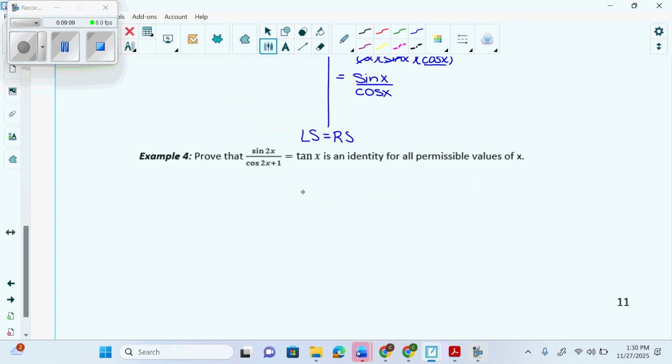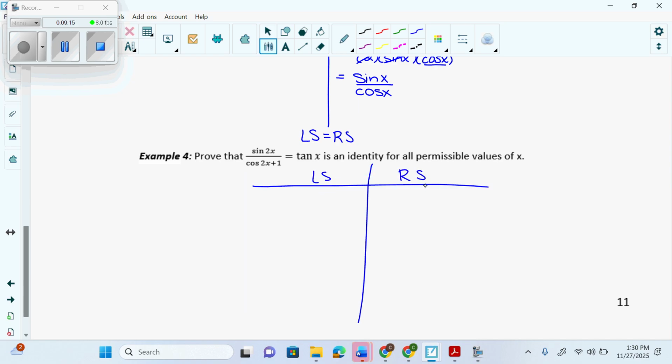So we have LS, RS. And then we have sine 2x over cos 2x plus 1. Sine 2x is 2 sine x cos x.